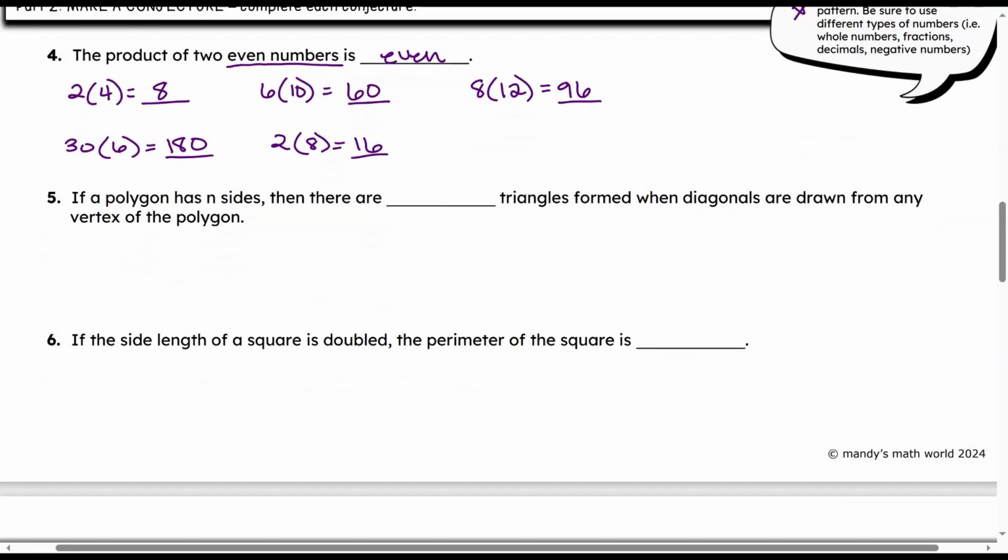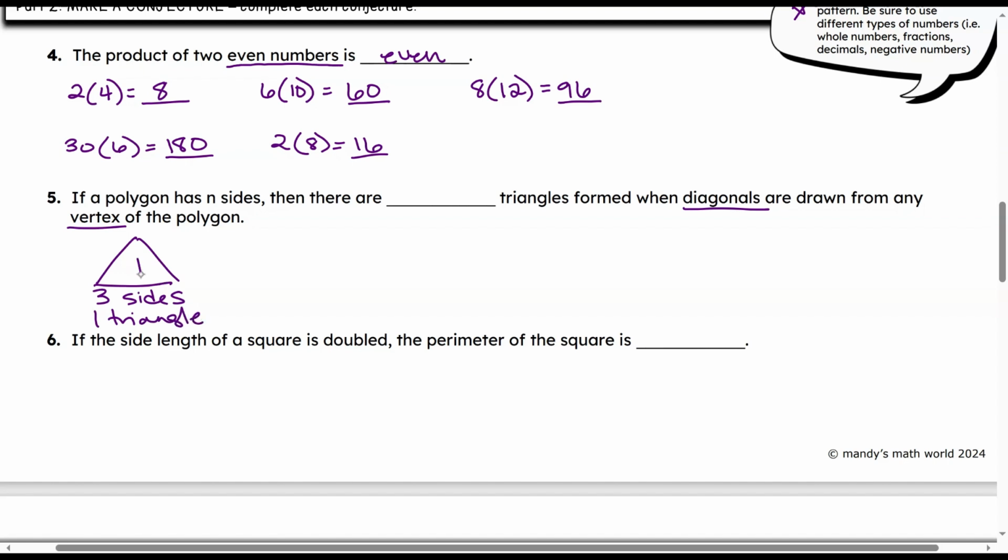If a polygon has n sides, then there are blank triangles formed when diagonals are drawn from any vertex of the polygon. Okay, so I'm going to explain what some of these vocabulary words that you may not know are. Let's start with a triangle. How many sides does a triangle have? 3 sides. How many triangles do I have? I have 1 triangle.